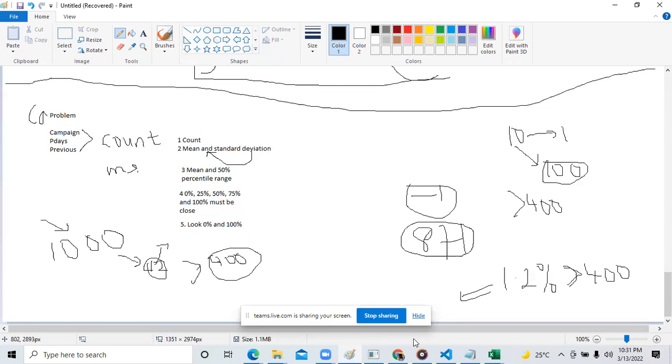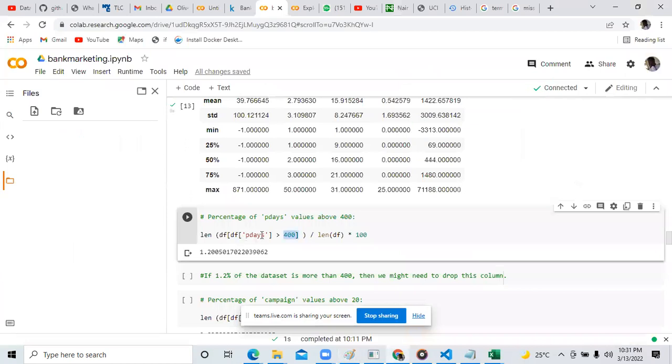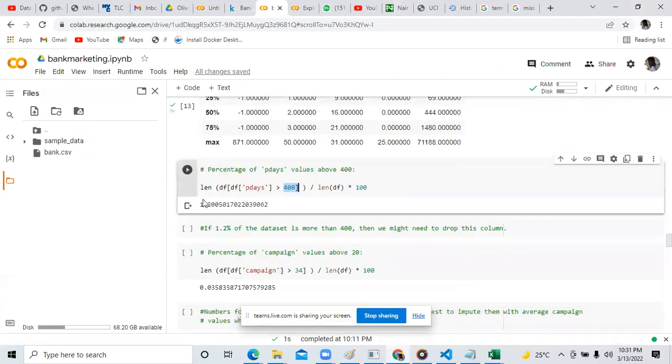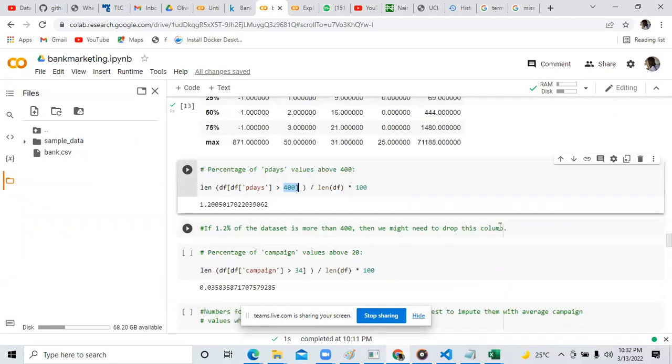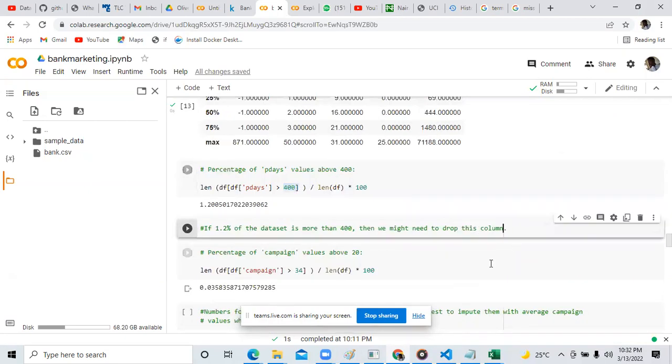So that's why I ran this code, since I know that now there's a problem. So let me see how many data sets in this row are more than 400. So we have 1.2%. So we might need to drop this column, no? We might need to drop the rows, the column, right? I'm correct. So we might need to drop this 1.2%, right?